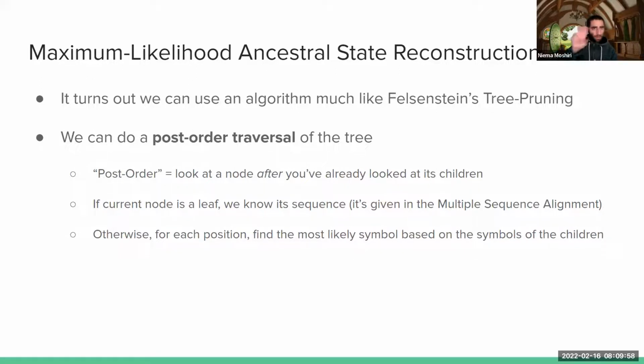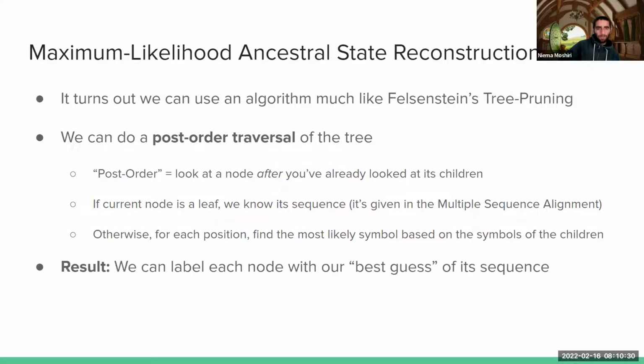I can see what is the most likely symbol at the current node, given the symbols that the children have at that position. So for example, if at the first position, both my children have a C, I'm going to say my symbol is also a C. Versus if both my children have an A, I'll say my symbol's an A. If one of them has an A, one of them has a C, I'm not sure, but maybe I'll just guess 50-50. So we can model the uncertainty of each of those letters as well.